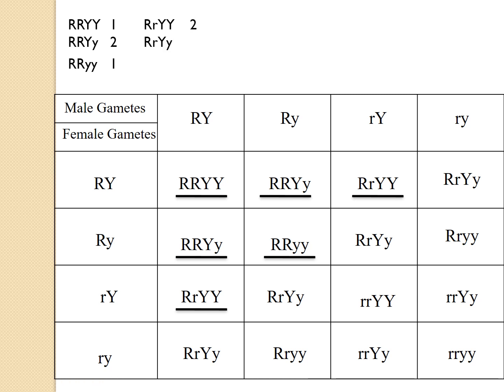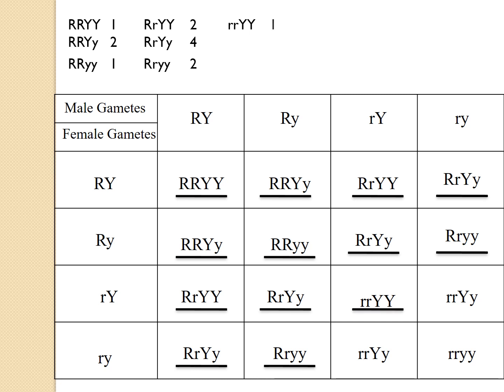Next, capital R, small r, capital Y, small y. Here I have 1, 2, 3, 4. So I have a total of 4. I will write 4. Then you have capital R, small r, small y, small y. So I have 1 and 2. So I will write 2. Then small r, small r, capital Y, capital Y. I have 1 here. So I will write 1. Then you have small r, small r, capital Y, small y. You have 2. So you write 2. And you have the last one, small r, small r, small y, small y, which is again 1.